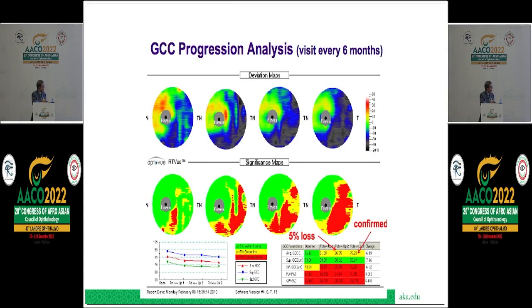And the same with ganglion cell progression. You can look over time, and if you see a change, it's better to confirm it. And it does look like there's confirmation. In fact, it's getting even worse. You can look qualitatively, quantitatively. You can look at the tables. So there's a variety of ways of looking at progression analysis depending on what you like to see, qualitative, quantitative, but also the machine parameters.